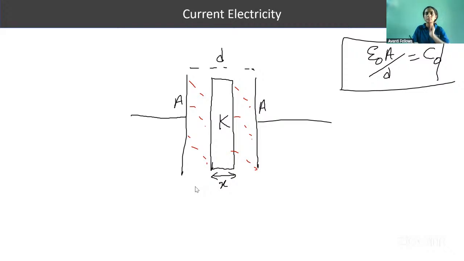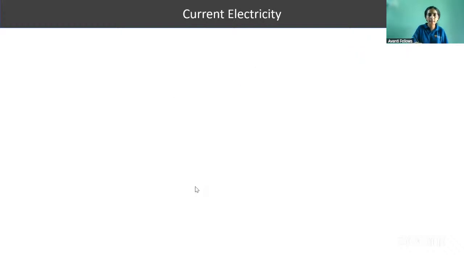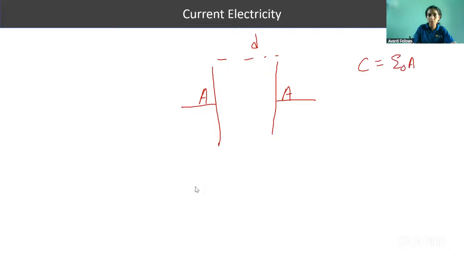Yes Punit, I will definitely explain. The question is this: we have a capacitor initially and the area of the plate is A. Distance between the plates is D. In this case, capacitance is equal to epsilon naught A by D, and this is equal to C naught. So the capacitance of the plates initially is given, that is C naught.